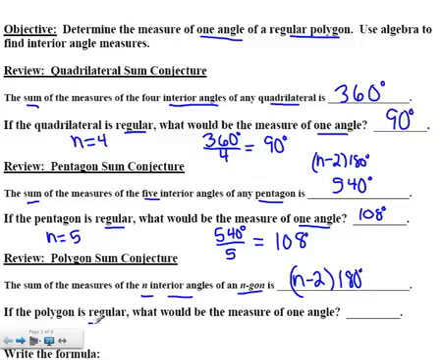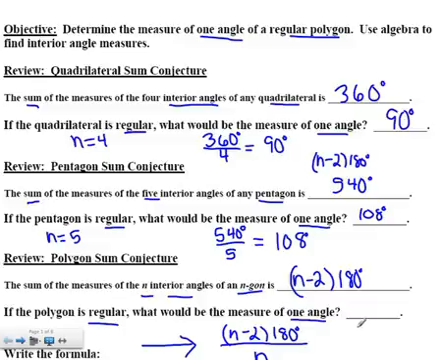Well, if your polygon is regular, what's the measure of one angle? We're going to write n minus 2 times 180, whatever that measurement is, whether it's 360 degrees or 540 degrees, and all we're going to do is divide it by its number of sides, or n. This turns out to be our formula. We need a formula to figure out the measure of one angle in a regular polygon.